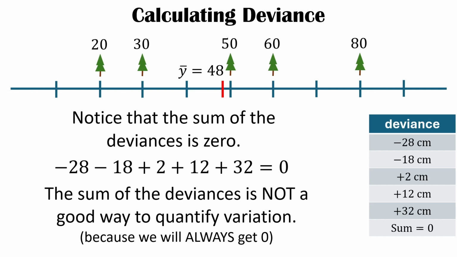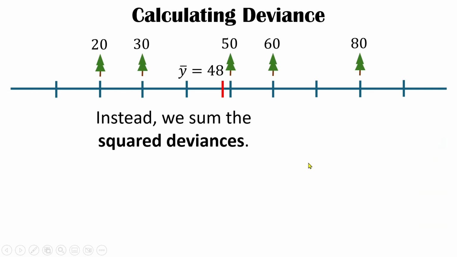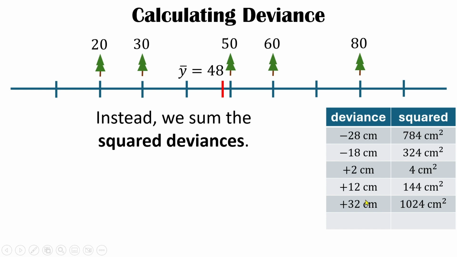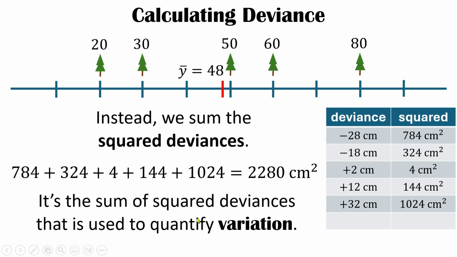And now that's actually quite easy, because what we do is we square the deviances so that all the negative signs disappear. So it looks like this, here with a new table. We're going to sum the squared deviances and use that as a measure of variation. So here we have our deviances. Here are the squared values. Notice they're all positive, and so now when we add them together, we get a non-zero value. And so here, the sum of the squared deviances is what we use to quantify variation. In this case, the variation of this data set is 2,280 centimeters squared.